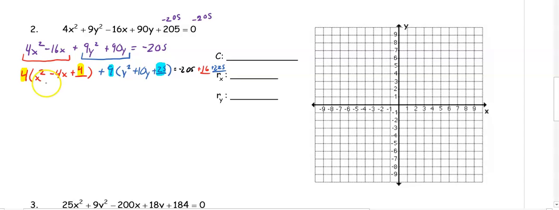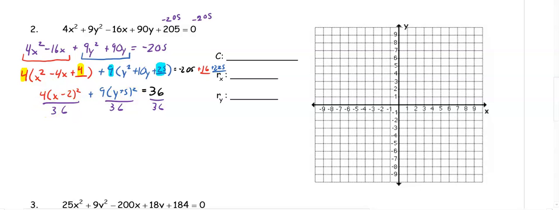So as we factor, we're going to leave the 4 out front. So we have 4(x - 2)^2 + 9(y + 5)^2 is equal to 36. Now remember that we said we want our equation to be equal to 1 always. So we need to divide everything by 36.